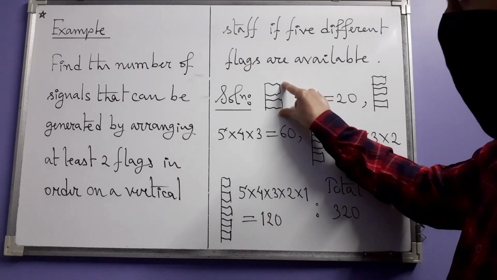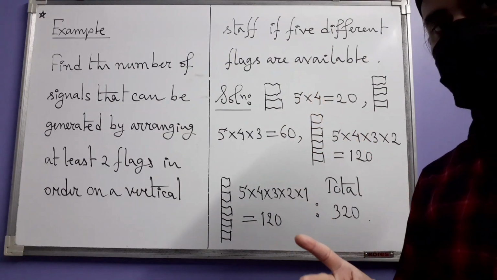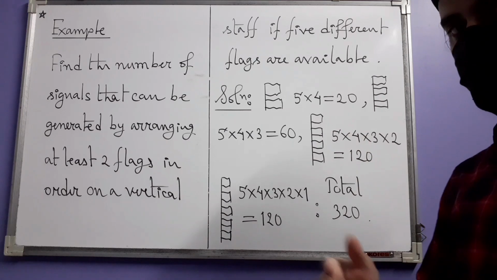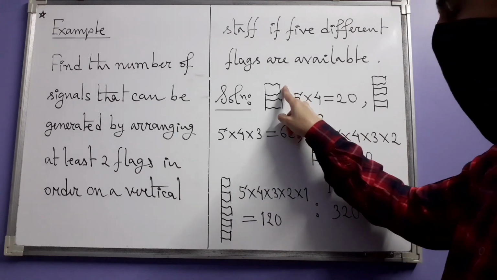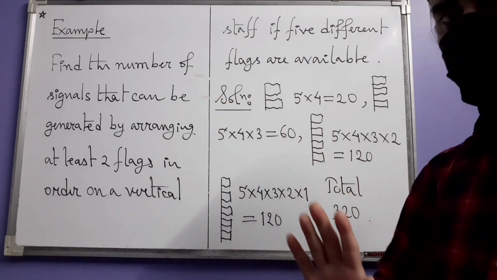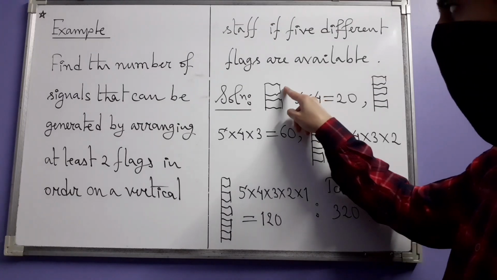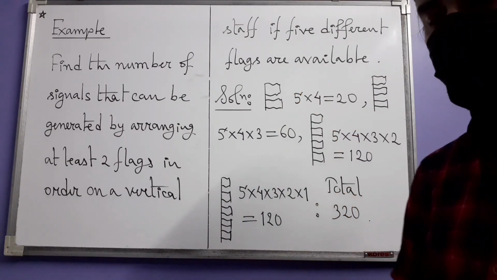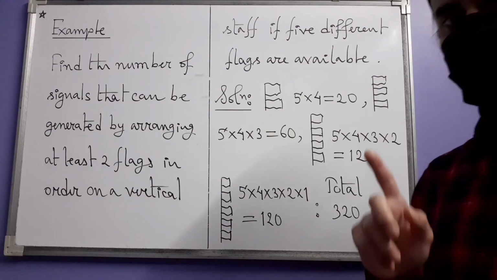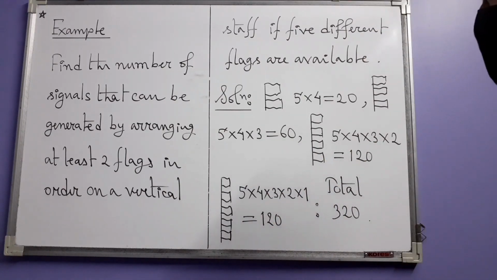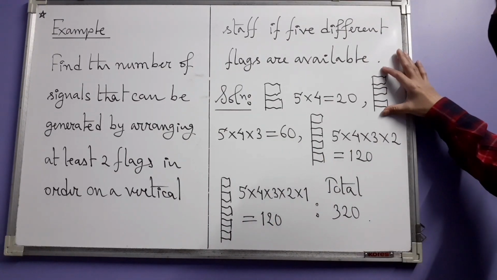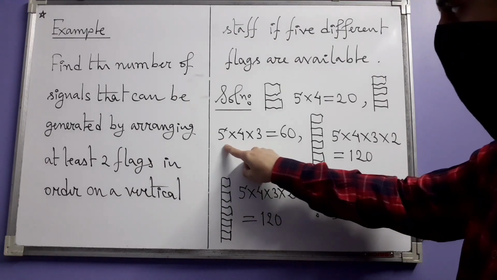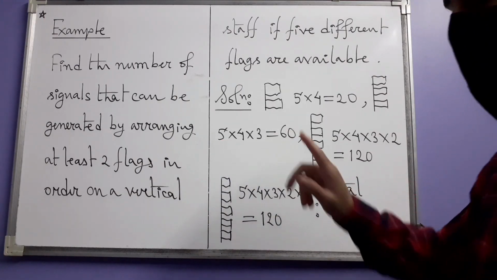We have signals of this type consisting of 2 flags, and their total number is 5 times 4, which is 20. You know how. For the top flag, for example, there are 5 options available, and if you have chosen one, then you are left with only 4 for the bottom flag. So that's how 5 times 4. But you also have signals of this type where there are 3 flags, and the total number of them is 5 times 4 times 3, which is 60.